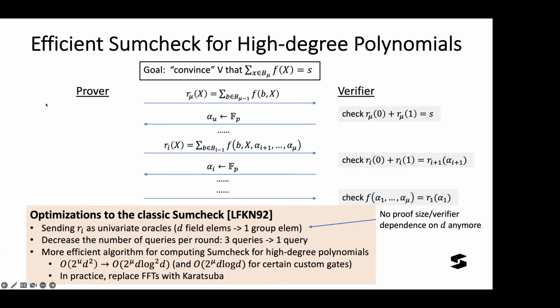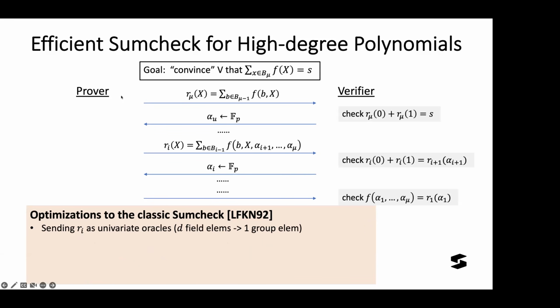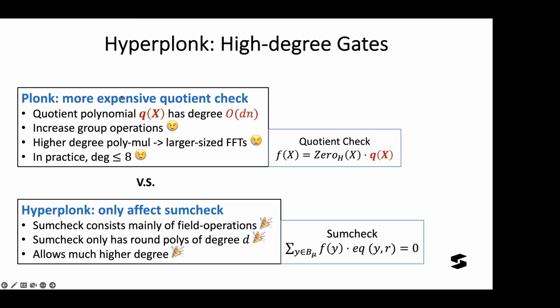Is your question whether this high degree custom gate technique can also be used in the univariate setting? Yes. The key reason is that it's not that efficient. As mentioned before, in the univariate setting you don't have sum check, you have quotient check. If you do this, you finally have to commit to a really large degree quotient polynomial, which is definitely less efficient. So it limits the practicality of this approach in the univariate setting.